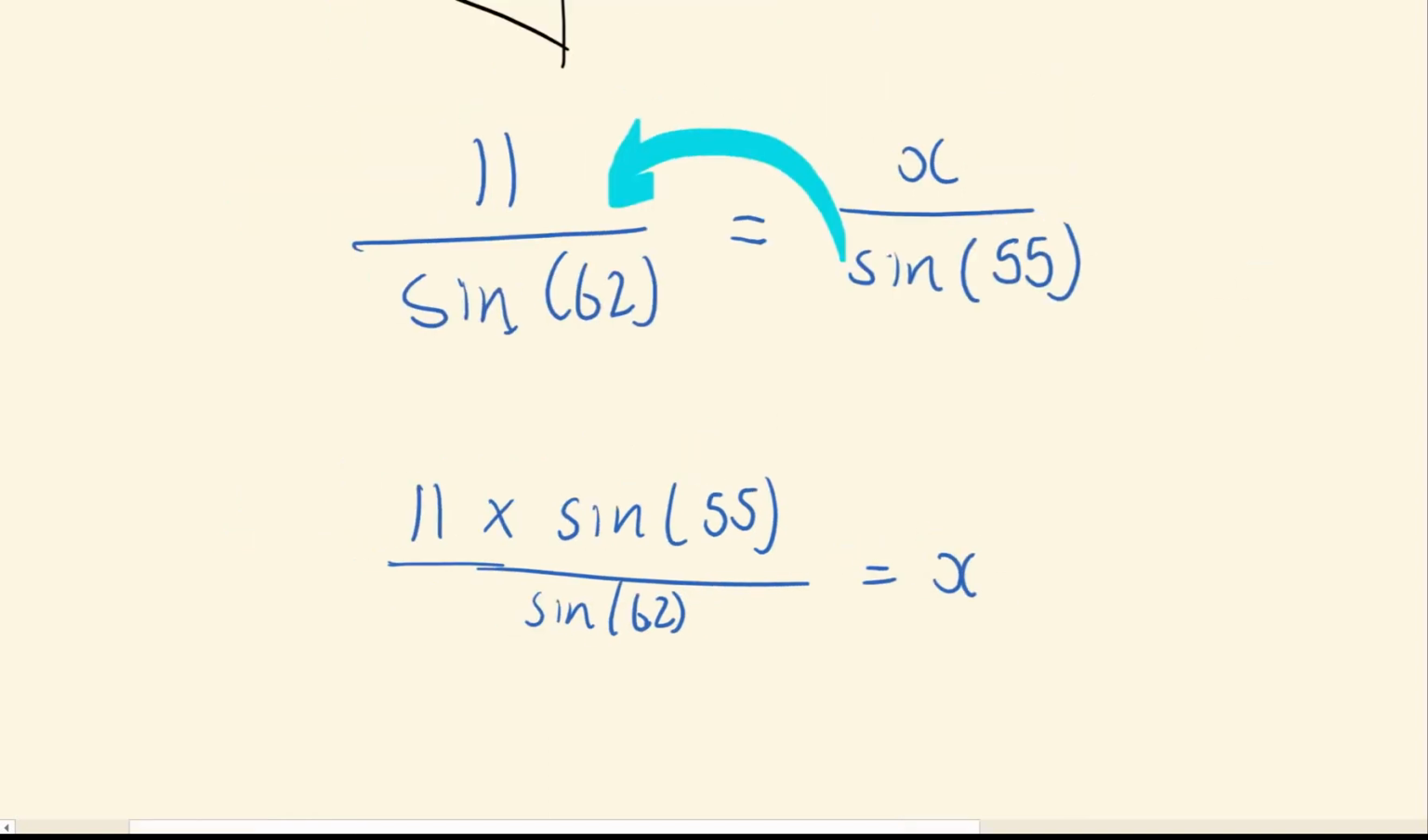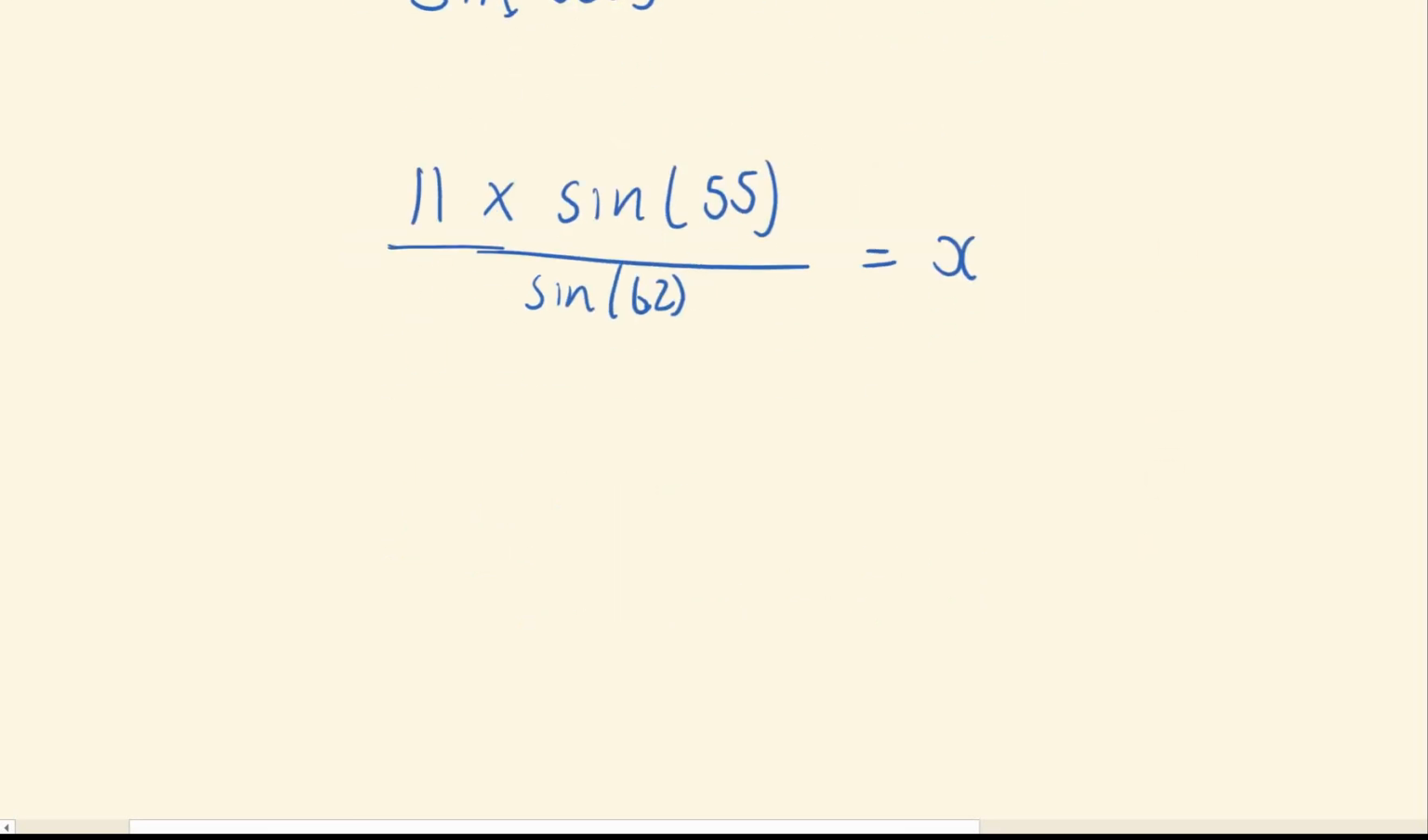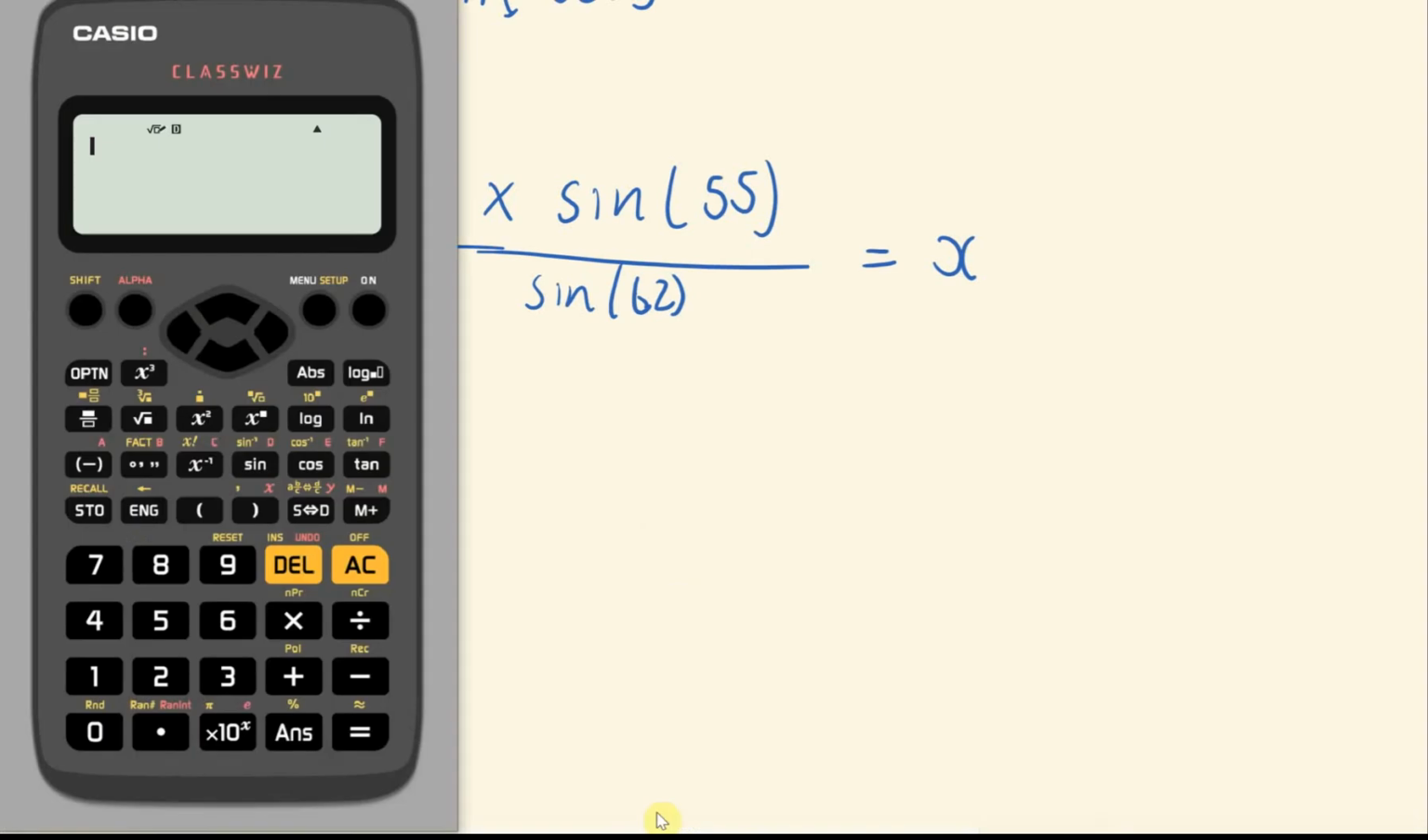Make sure you're okay with that, because that comes up a lot in these types of questions, that trick of moving this across from one diagonal to the other. Now that we've got it in this form, all we need to do is plug it into the calculator. So fraction, 11 times sine 55, all over sine 62. That will give us x, which is 10.2.